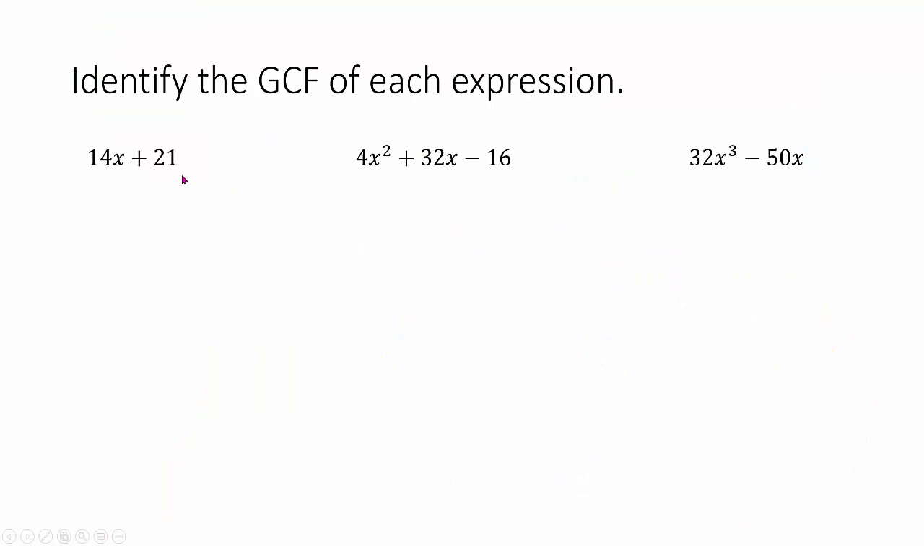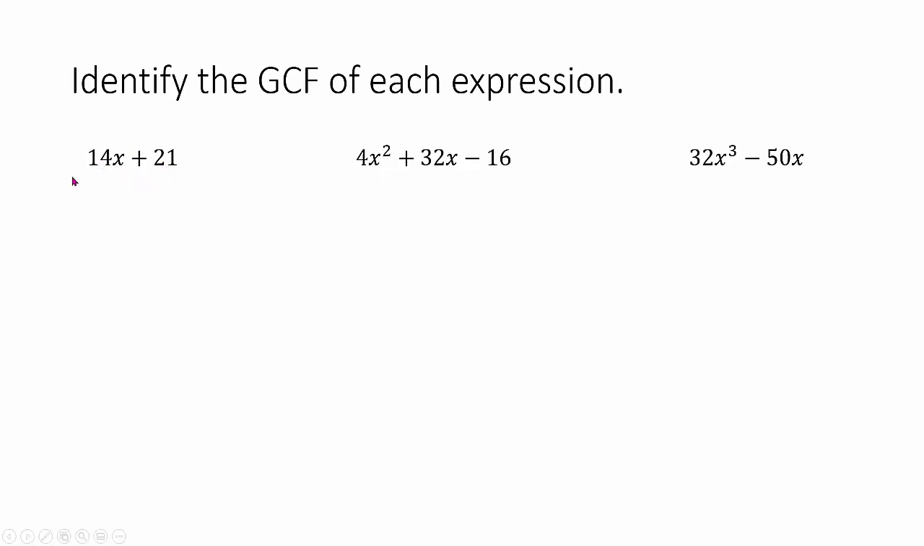All right, so let's try to identify the GCF of each of these expressions. Our first one's a binomial, right? 14x plus 21. Notice how this first term has an x, right? Has a variable with it, but the 21 doesn't. So we know that this GCF isn't going to have a variable as part of it. They don't have any x's in common, right? That's a way of saying it.